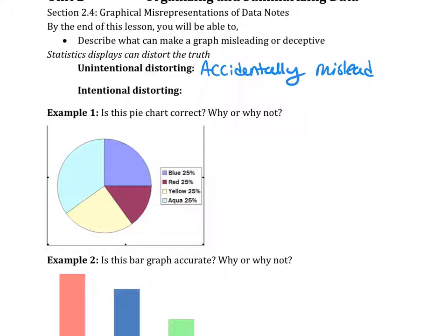The first is unintentional, which is where you accidentally mislead. This would just be an accident, like you made a mistake when you were plotting your data or when you were labeling. It was an honest mistake, you didn't mean to do it. And then there's intentional distorting, which is where you're trying to deceive or lie. So you're doing that on purpose, purposefully making your charts and graphs appear a certain way, even though that's not what the data is suggesting.